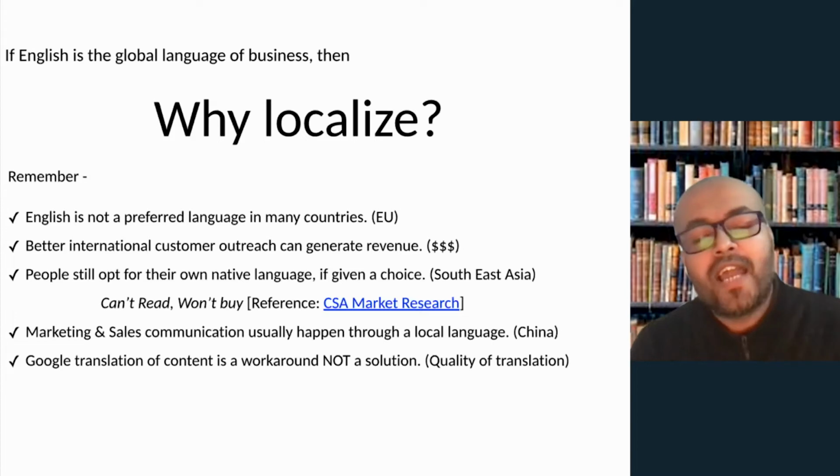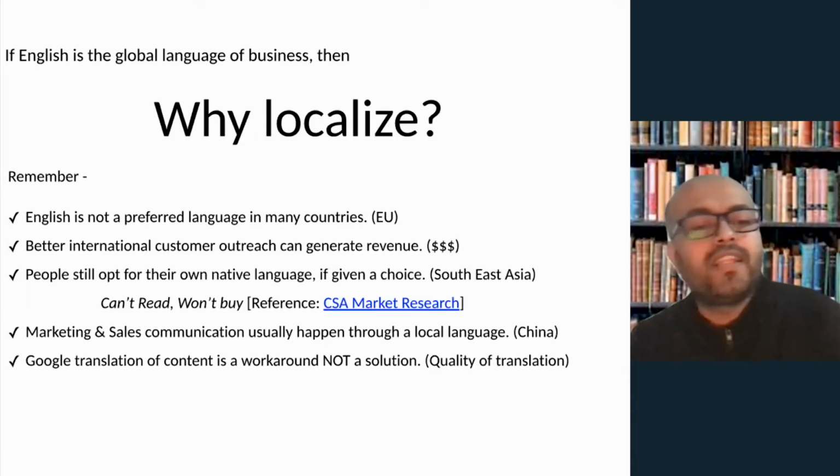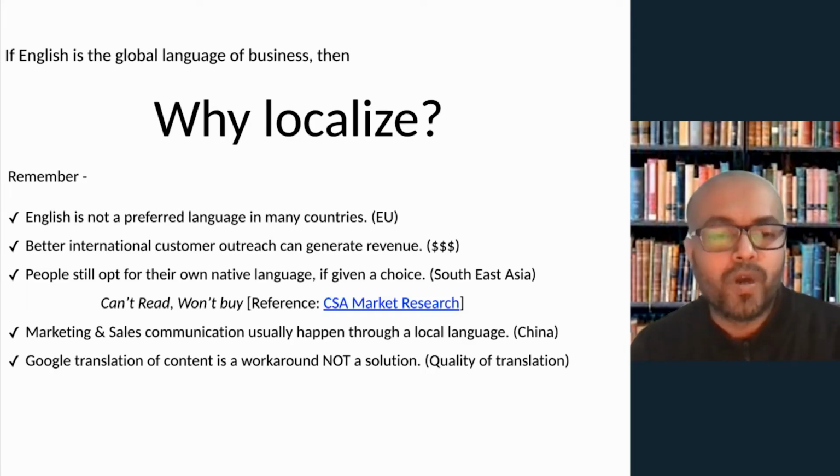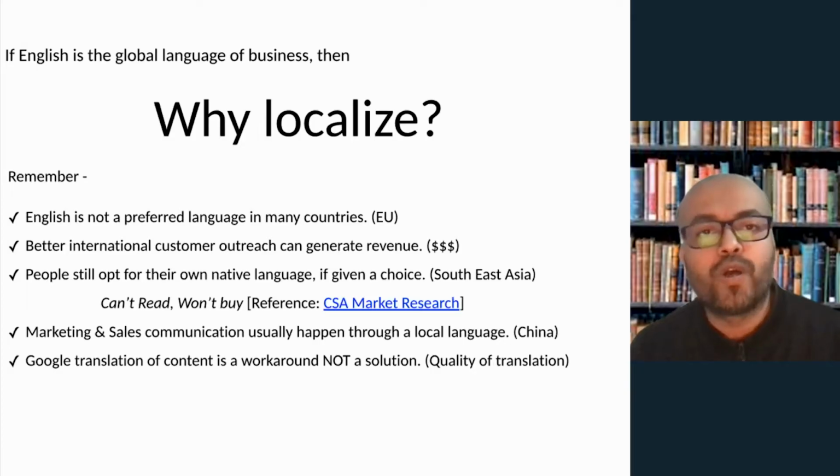Now, in China also, the marketing and sales communication happen through the local language. And that's why it is a need of the hour that we localize our products and content. Sometimes people say, okay, they can get rid of this work by using Google Translation. But Google Translation is just a workaround for content localization. It is not a solution because it impacts the quality of translation. It also doesn't provide you the context that you require to understand a particular piece of information.